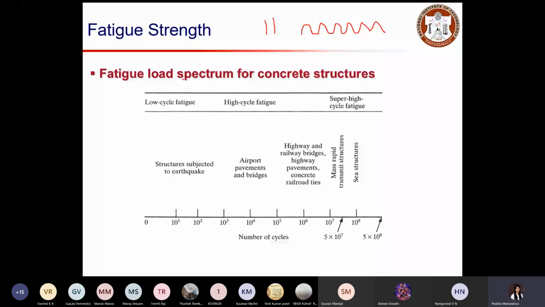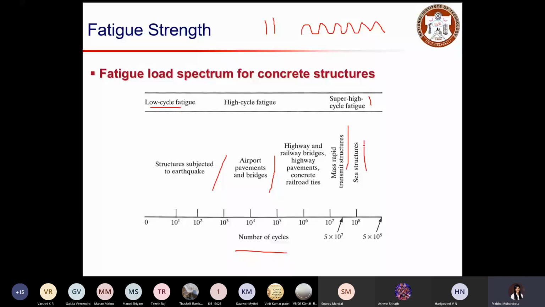Depending on the number of cycles, you can classify the fatigue range into low cycle fatigue, high cycle fatigue and super high cycle fatigue. Low cycle fatigue is for structures subjected to earthquakes. High cycle fatigue covers airport pavements, highway and railway bridges, highway pavements and concrete roads, where you can see the passage of vehicles. And super high cycle fatigue covers rapid transit structures and sea structures, where the waves will hit and go on and off.